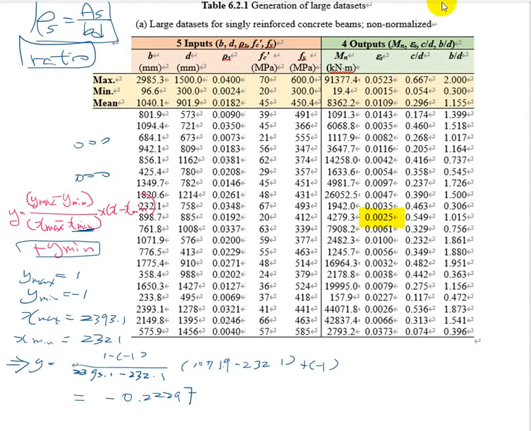We want to normalize P. It is a big number, in the magnitude of hundreds, thousands, compared to strains, to river ratios, even compared with fc, which is the compressive strength of concrete, and C over D and B over D. See, this is a pretty big number, so we need to somehow make them look compatible for good error functions or cost functions here.